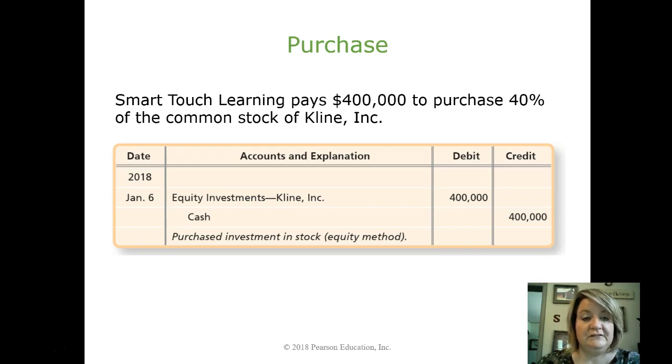So with the purchase, SmartTouch Learning pays $400,000 to purchase 40% of the common stock of Klein Inc. So it's an equity investment in Klein Inc. for $400,000 in cash, $400,000 credit. Purchased investment in stock, equity method.